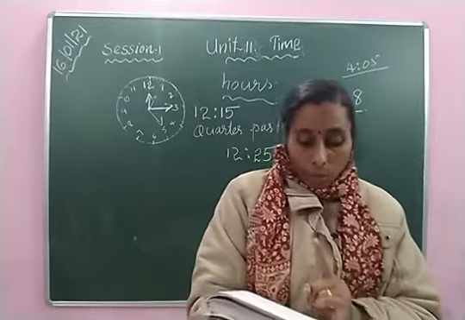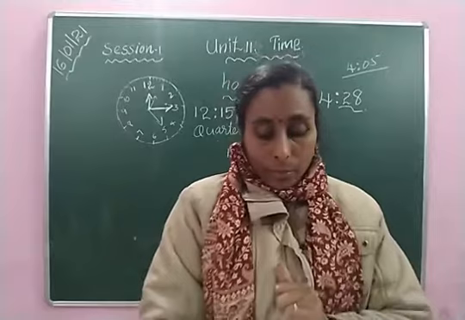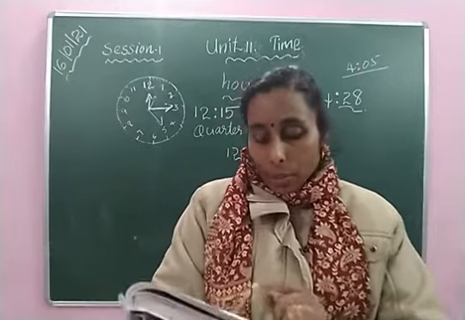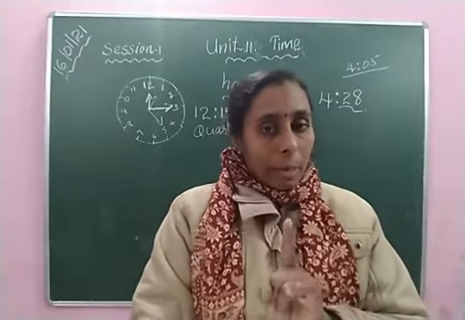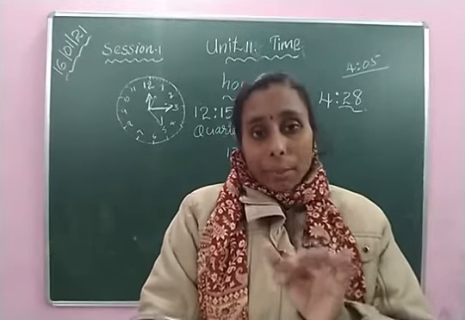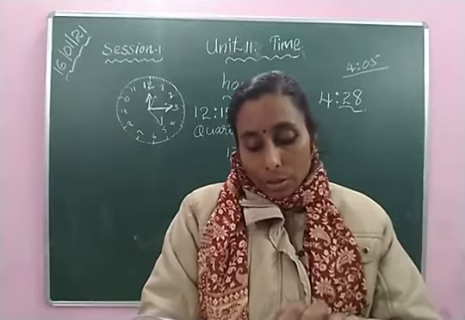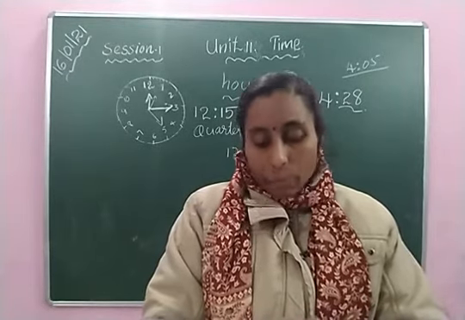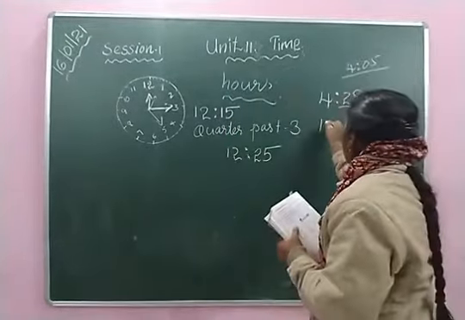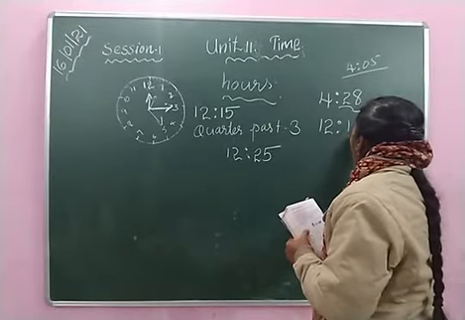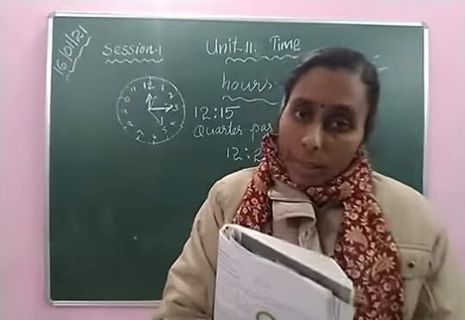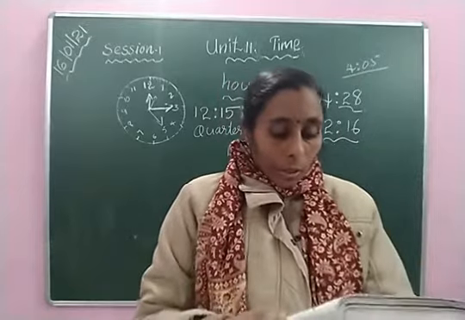Then the next clock: the short hand is at 12 and the long hand is after 3, and 1 more line is there. So 3 fives are 15. 3 multiplied by 5. How did you get this 5? Each number is considered as 5 minutes. Between each number there are 5 minutes. So 3 fives are 15. Then 1 more line is there, so 16. How can we write it? 12:16, or 16 minutes past 12.